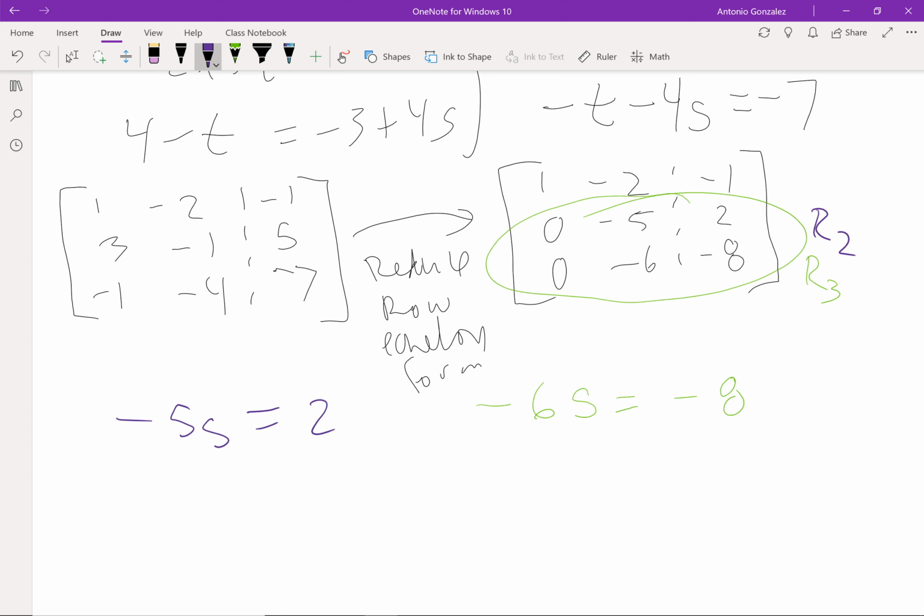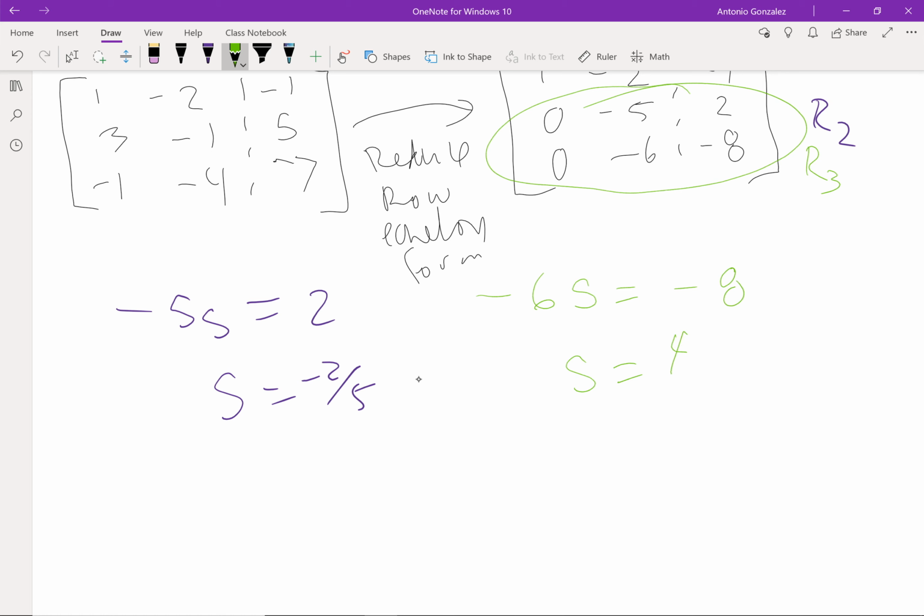Now solving for s, we get s is equal to negative 2/5, and we have s is equal to 4/3, right? Or 8/6. So in this particular case, we have two different values for s. The way I want to interpret that is, this is telling me that there is no solution for this system, right? S can only be one value, right? And I have two different values.